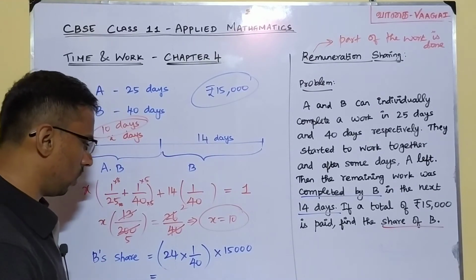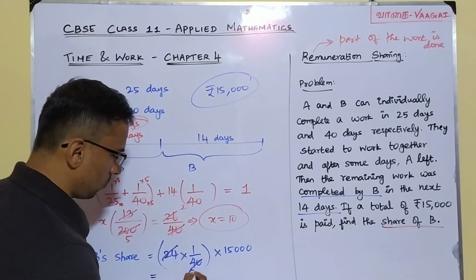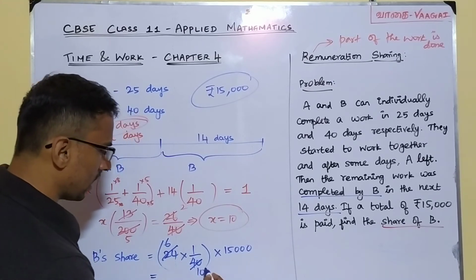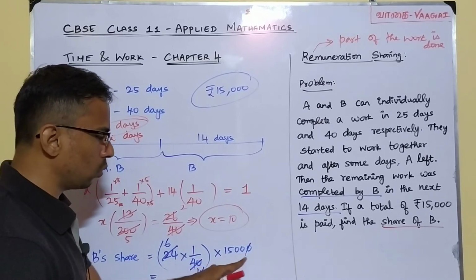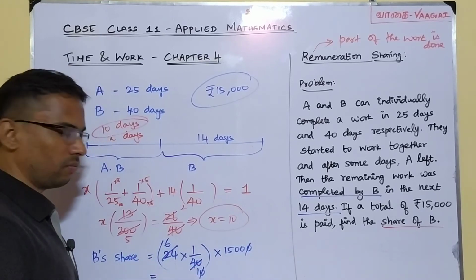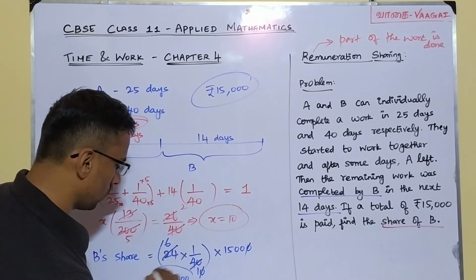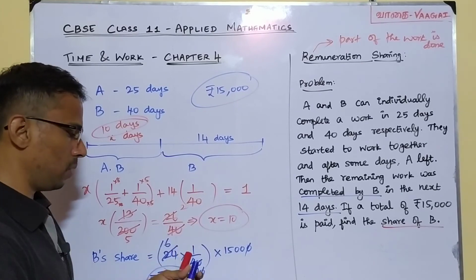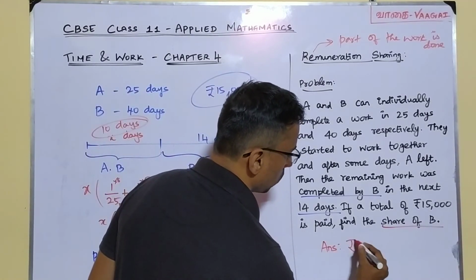This will give the answer very easily. If I go for this, I can easily cancel with the 4 tables. First of all, 4 6s are 24, 4 10s are 40, and again I can cancel this 0, so that I would get 6 into 1500. So 6 into 1500 will be nothing but 9,000 rupees. So B's share out of this total 15,000 would be 9,000 rupees. Let me write it here. So the answer is rupees 9,000.